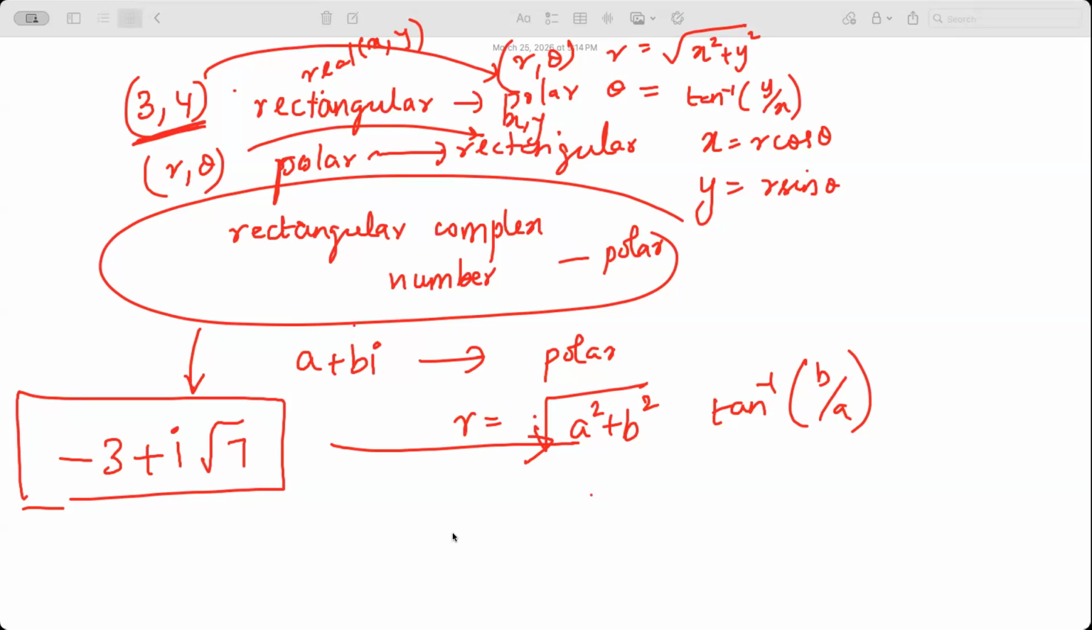Slightly tricky, guys, though. R and theta will get it, but finally to express it, we'll express it in a different format too. Go ahead and try. I'll do the last part.